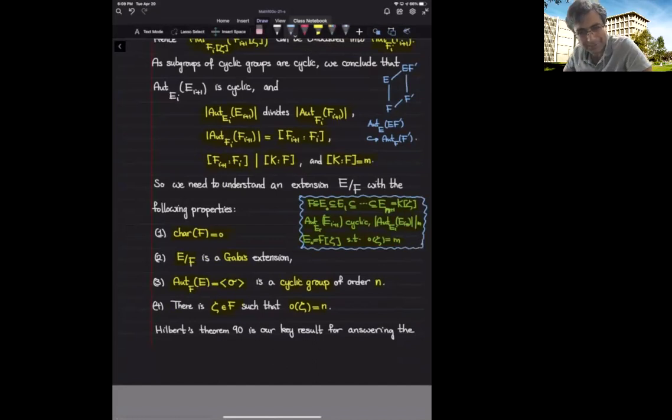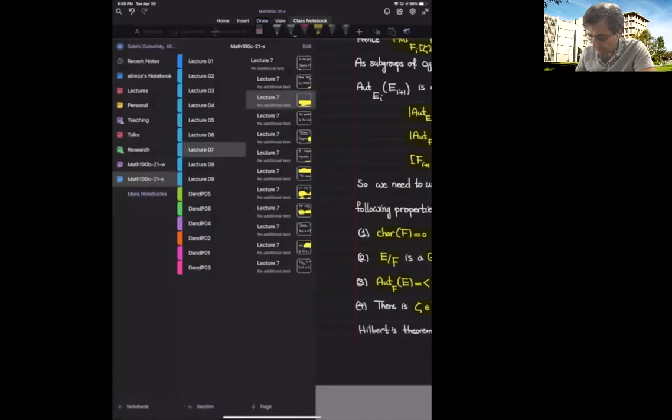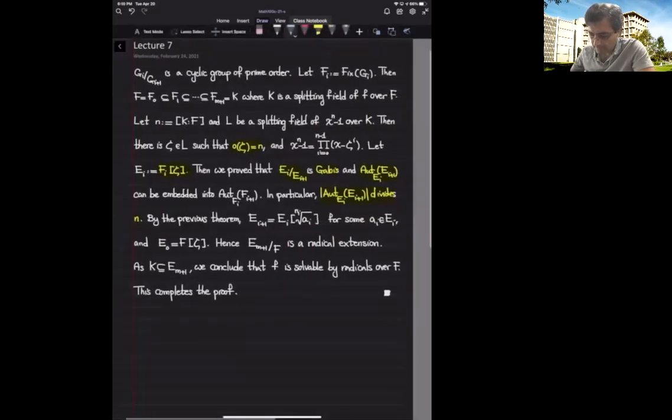I'm coming back to this page. So we constructed this chain of intermediate subfields. Each one was cyclic. The cardinality divides m, and we had an mth root of unity inside the base field, E naught. So that's exactly what I'm doing over here. I'm reconstructing these E sub i's.